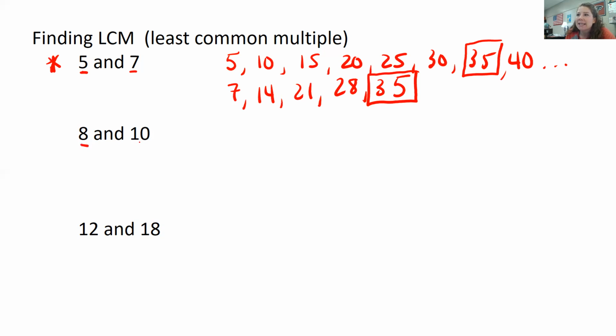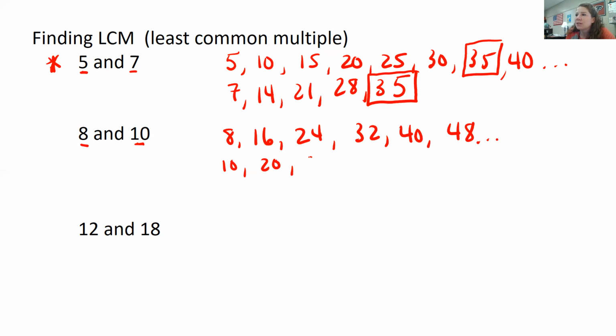However, for 8 and 10, a common multiple is 80, 8 times 10, but it's not the smallest multiple. So let's list our multiples of 8. 8 times 1, 8 times 2, 8 times 3, 8 times 4, 8 times 5, 8 times 6. And then 10, we count by sets of 10, 10, 20, 30, and 40. So even though 80 would be a shared multiple, it's not the least common multiple. So you always want to try to get the least common multiple when possible.